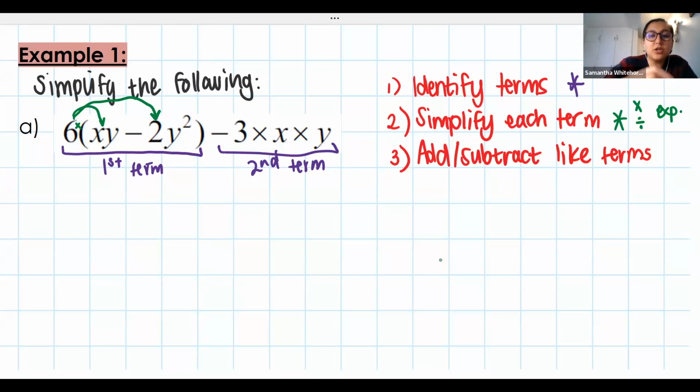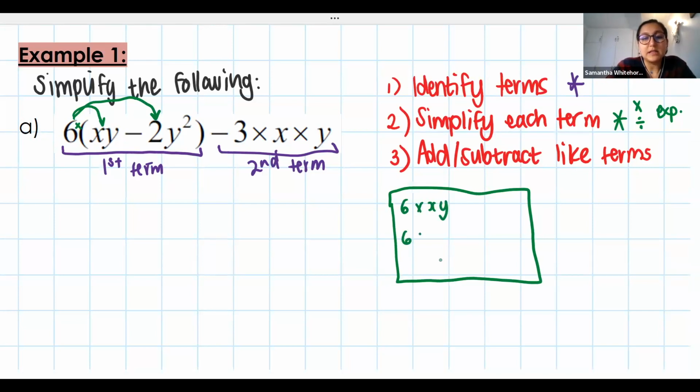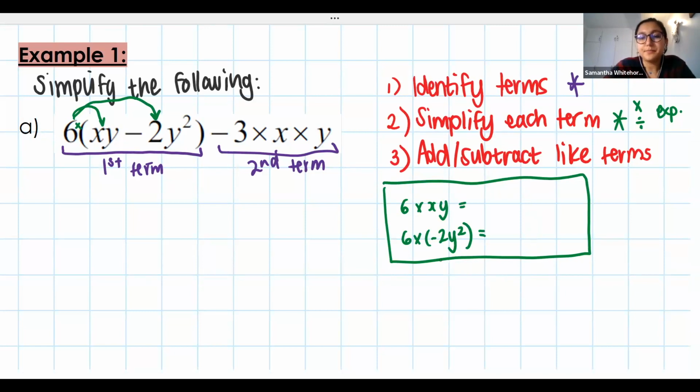If I look at my second term, I'm multiplying everything here. So I need to multiply the -3, the x, and the y. Now, guys, remember, if you need to, have a little working out space for yourself on the side so that you are able to do your rough working. But here we've got 6 times xy in my first term and 6 times -2y squared in my second term. I'm just putting it in brackets to remind myself that there is a negative and I need to be careful when I multiply.